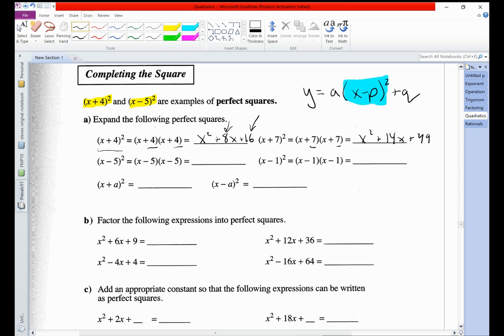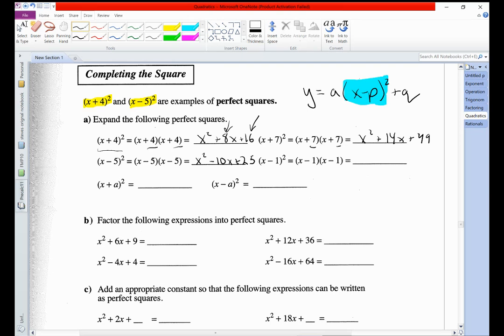We then get some with negative signs. It'll be x squared still, and our middle term is going to change. Instead of being positive, it's going to be negative 5 plus negative 5, or negative 10x. And then our last term is always going to be positive, because when you multiply two negatives, you still get positive 25.